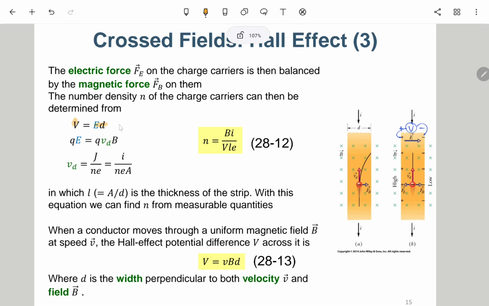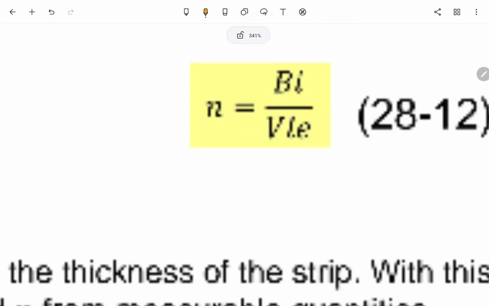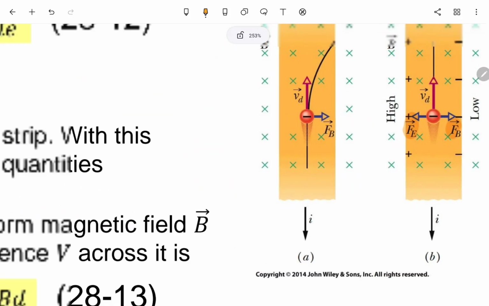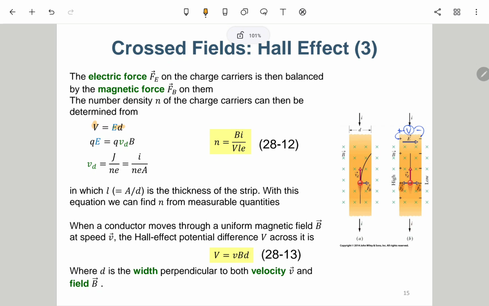And also, at the equilibrium state, we should have Fe equals Fb. Okay, for the Fe it is Q times E. For the Fb it is Q times Vd times B. Okay, so similar to what I wrote previously. So this is nothing but the Coulomb force. This is nothing but the Lorentz force. Okay, so they are equal to each other.